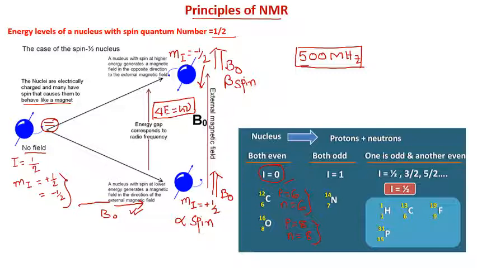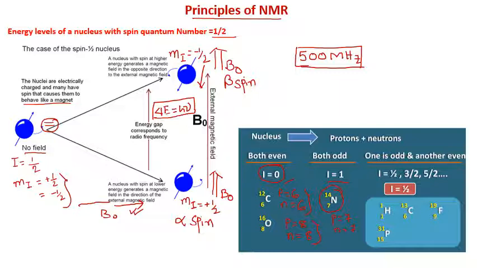Now there are nuclei having an integer nuclear spin value, like nitrogen 14. Here you can see that both the proton number and neutron number are odd. The proton number here is 7 and the neutron number is 7. So here the I value is 1. In this type of case, when both the proton number and neutron number are odd, you will get an integer value of nuclear spin.